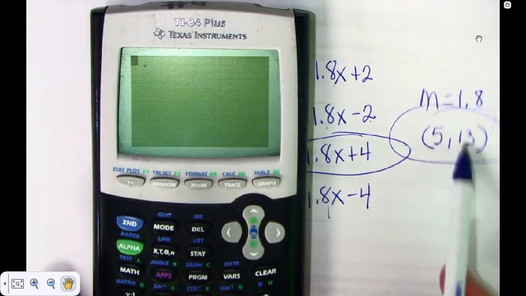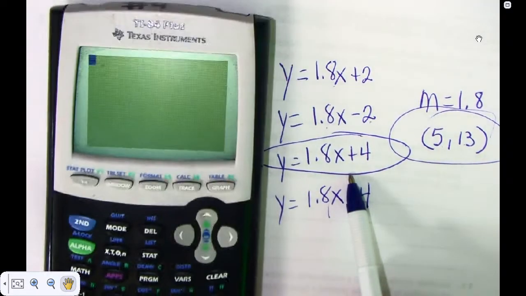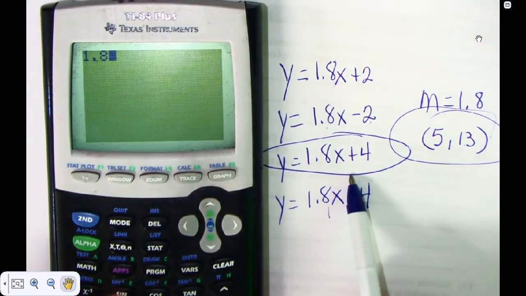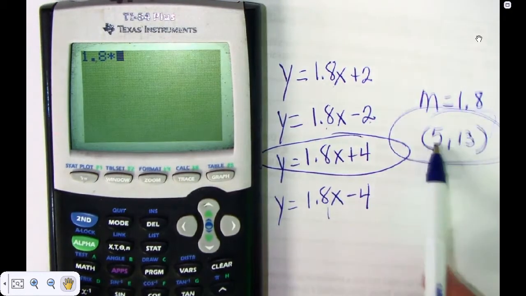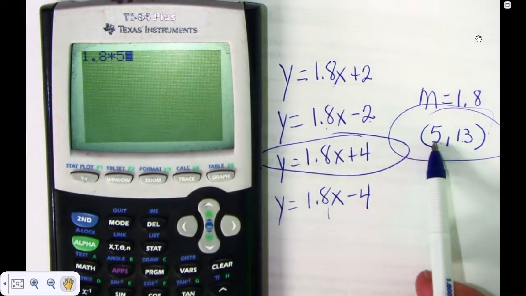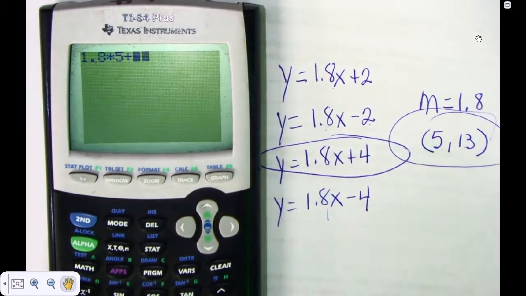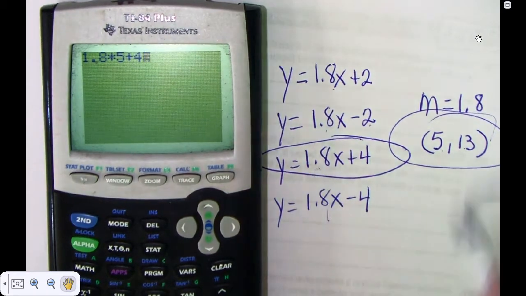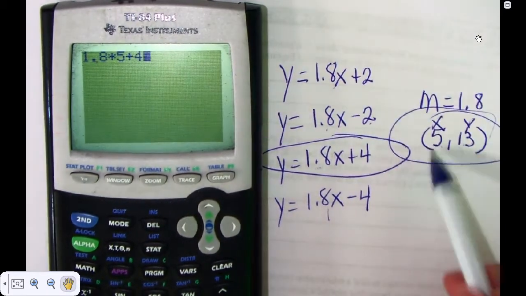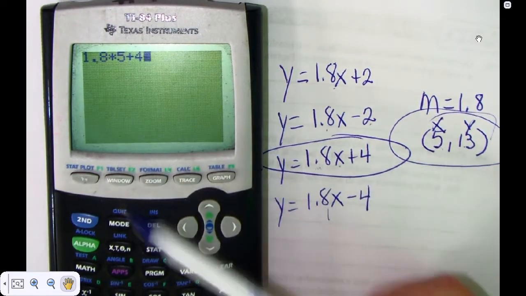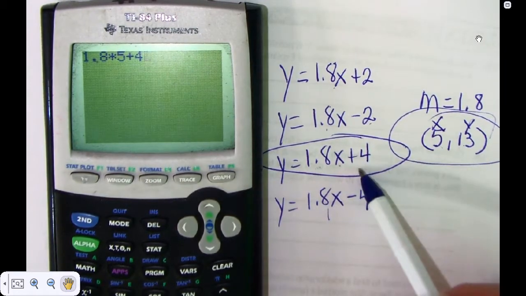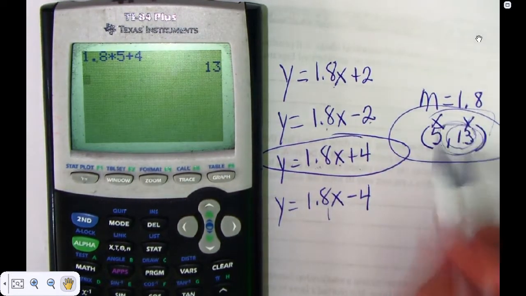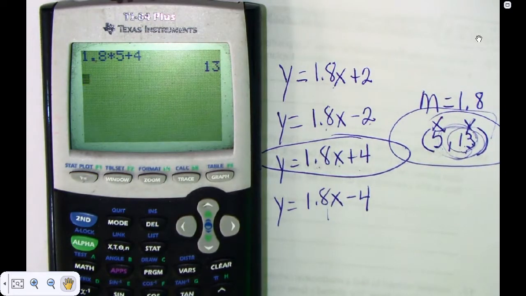Now we're going to put that point in this equation and see if it does make it true. So I'm going to put 1.8 times, what's X? 5, plus 4. So I'm going to use this equation. This is my X, this is my Y. So I'm going to put 5 in for X. 1.8 times 5 plus 4. Enter. What'd you get? 13. And that's what we need to get. 13 right there. That's how you can check it.